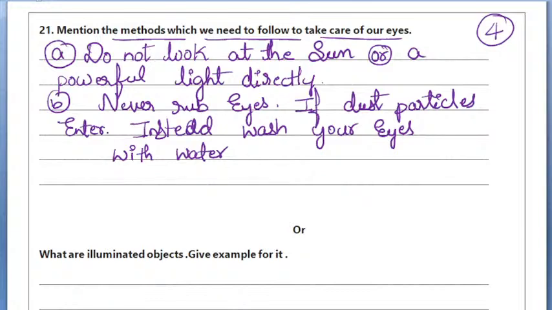Understand? Okay. One more point, the students are telling, and it's correct: do not read books in dim light. That is also a correct one. Very good.